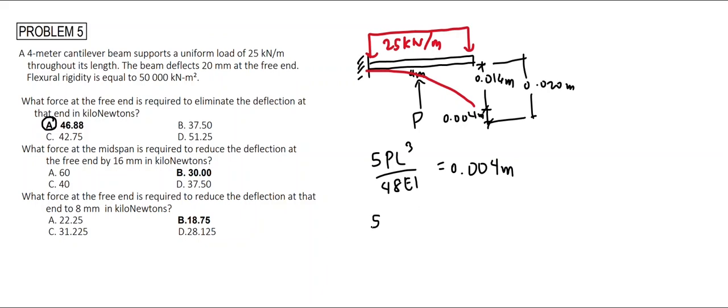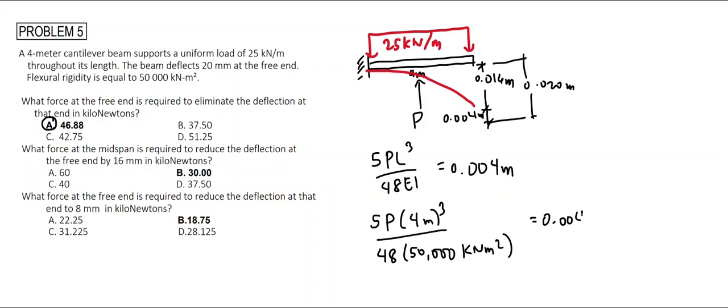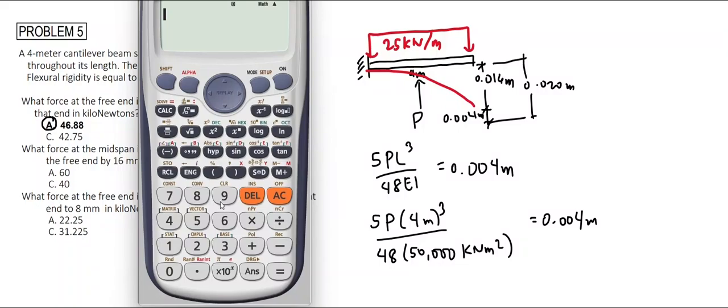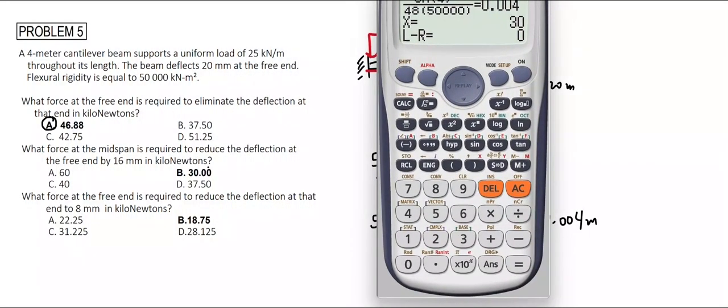So we're given the length of the beam, that is 4 meters, and the flexural rigidity, that is EI equal to 50,000. Solving for P, we get a value equal to 30 kilonewtons, and that is letter B.